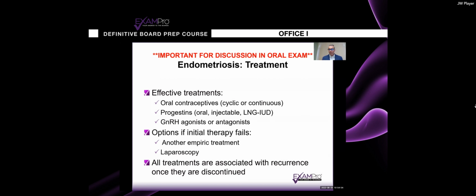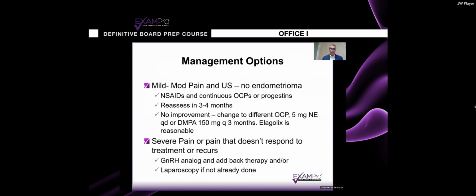All of these treatments are associated with recurrence once they are discontinued. So do keep that in mind. That is one of the challenges, as you are aware, of endometriosis. It's also one of the reasons we want to be as conservative as we can and work to find something that is effective rather than jumping to the most aggressive treatment, which may have the most risks and complications. We'll talk about that in a second.